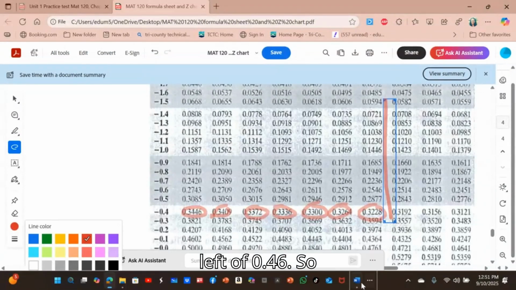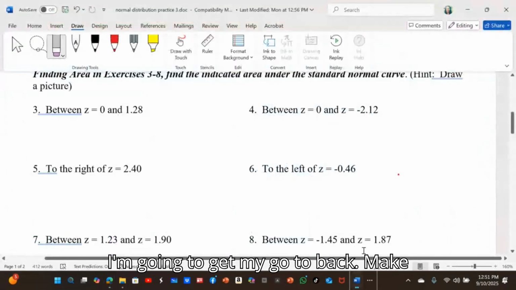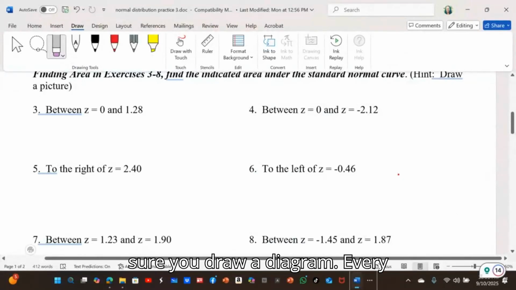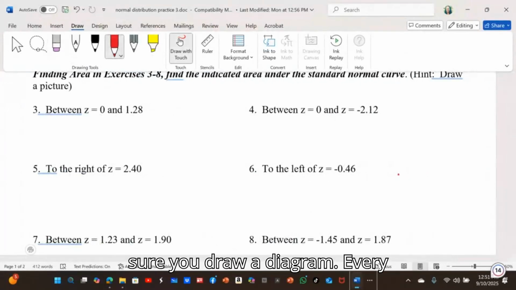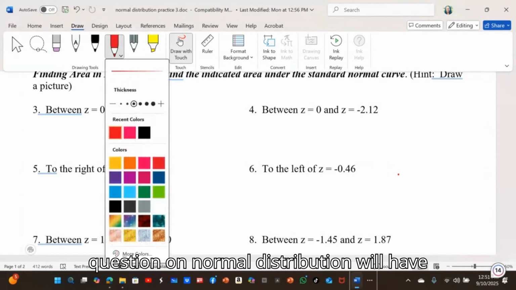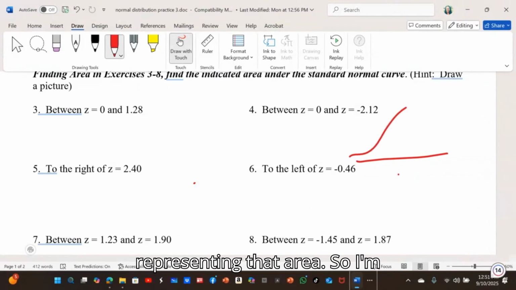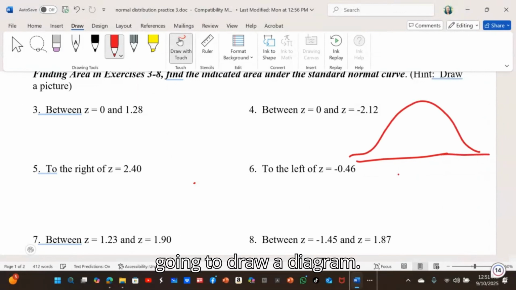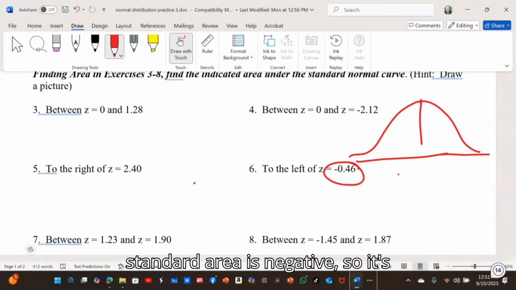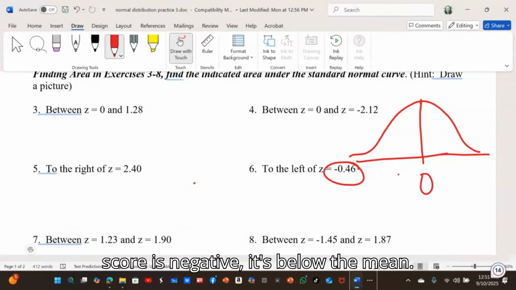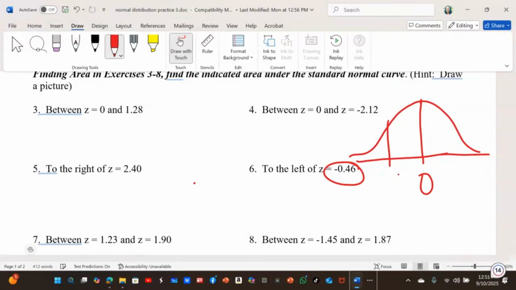Make sure you draw a diagram. Every question on normal distribution will have a diagram. So draw a diagram representing that area. This standard score is negative, so it's below the mean. If the z-score is negative, it's below the mean. So that is negative 0.46.